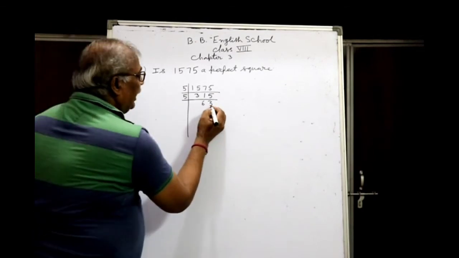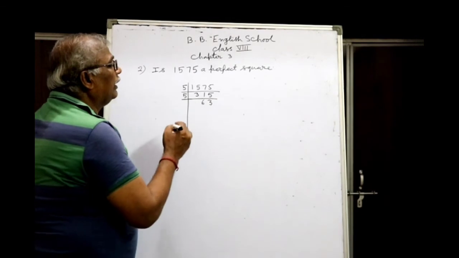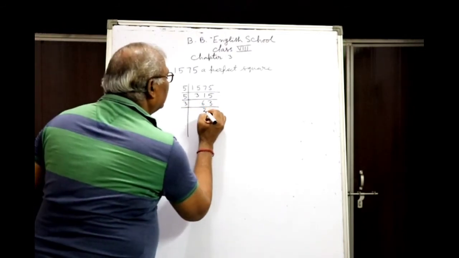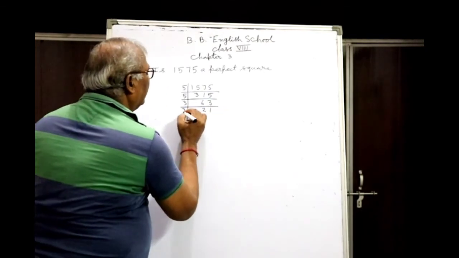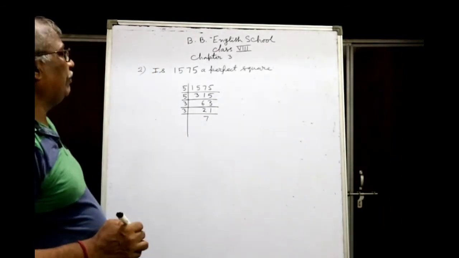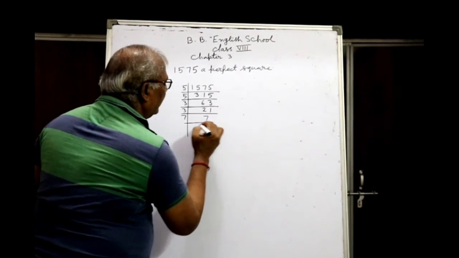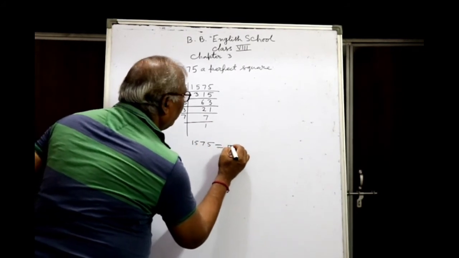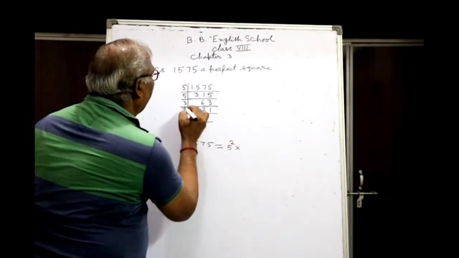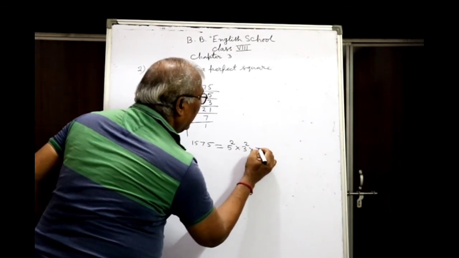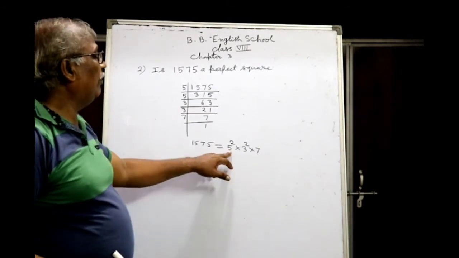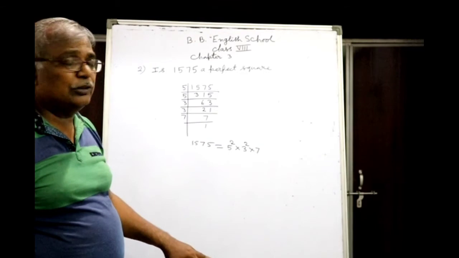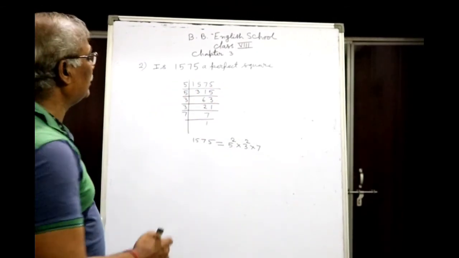Now 3 plus 6 is equal to 9, and 9 is divisible by 3, so this number must be divisible by 3. 3 2s are 6, 3 1s are 3. Now it is again divisible by 3, 3 7s are 21, 7 1s are 7. Now 1575 can be written as 5 into 5 means 5 square, 3 into 3 means 3 square, and into 7. Here 5 forms a pair and 3 also forms a pair, but 7 does not form a pair. So this number is not a perfect square.